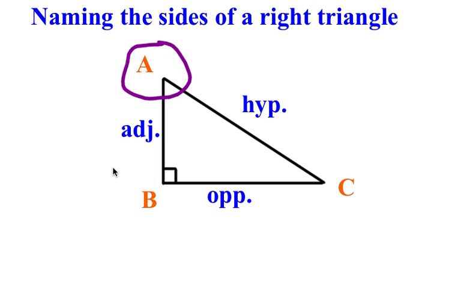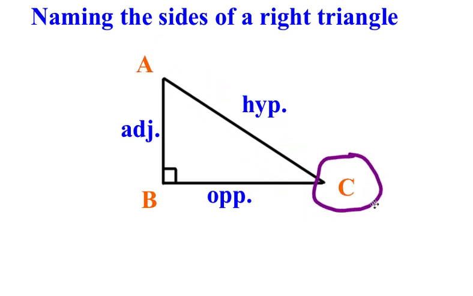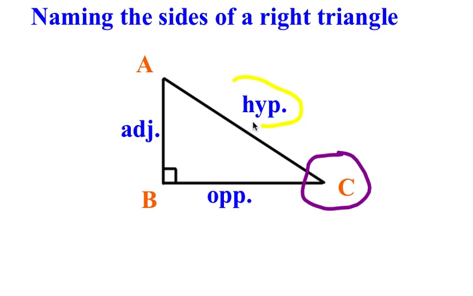Now, depending on what angle you're looking at, if we're looking at A, this is the opposite and the adjacent and the hypotenuse. If we were looking at angle C, then things change slightly. Now the hypotenuse is always going to be the hypotenuse. That is not going to change. However, in this case, the opposite side and the adjacent side have flip-flopped. So depending on which angle we're talking about, the opposite and the adjacent will change, where the hypotenuse will not.